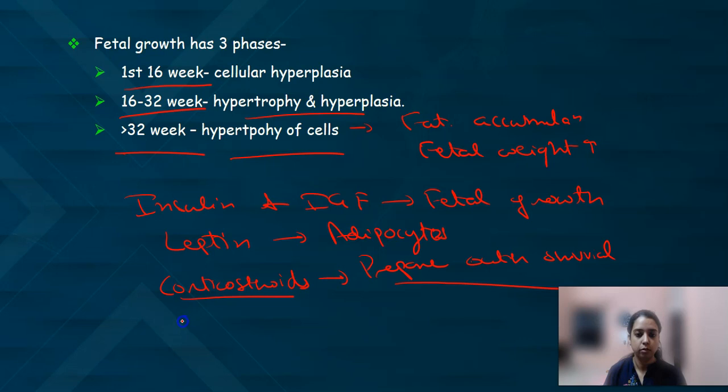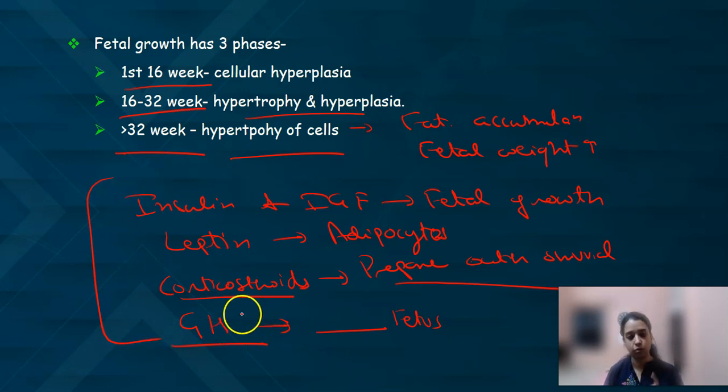Another hormone responsible for fetal growth is growth hormone. Growth hormone is involved in fetal growth from ovulation to implantation to the last of the trimester. So it is involved in the whole journey of the fetus. So these are the important hormones responsible for fetal growth.